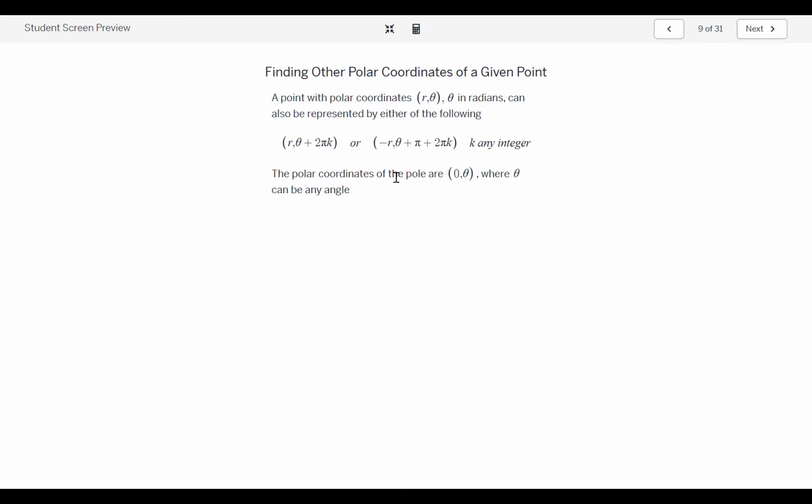Now, anytime we have a polar coordinate where the radius is 0, then this is the point we normally call the origin. In polar coordinates, we call that location the pole because we're measuring distances from that central region.